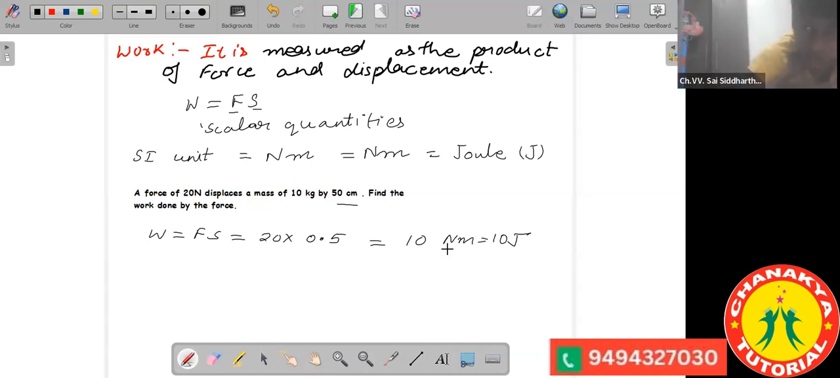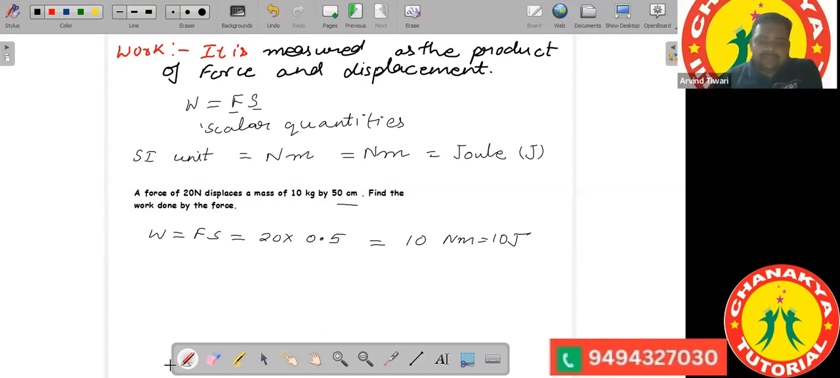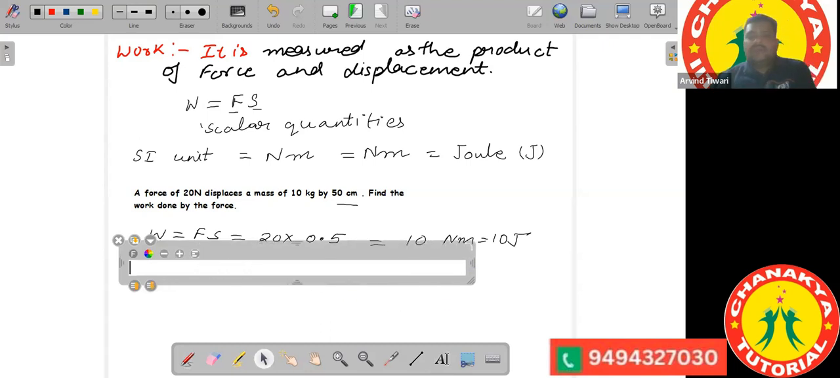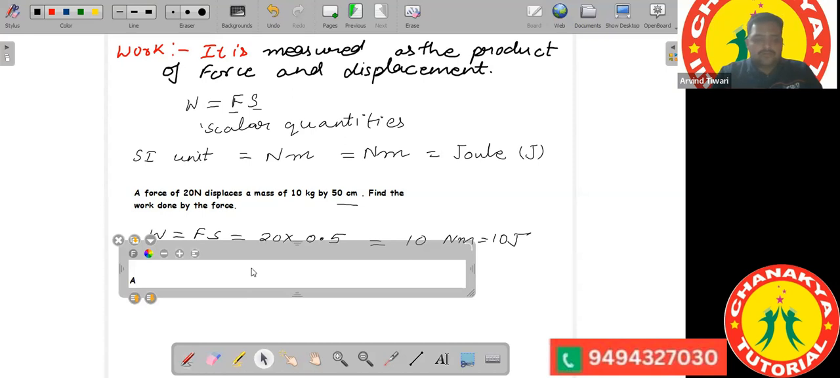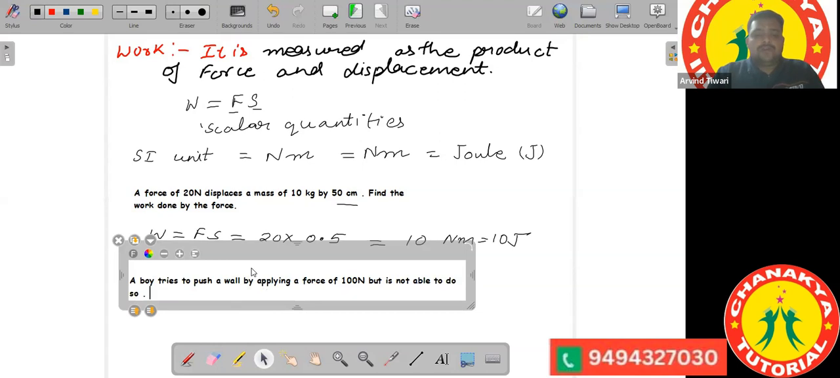Yes, sir. Okay, let's see another example. A boy tries to push a wall by applying a force of 100 newton, but is not able to move it. What is the work done by him?